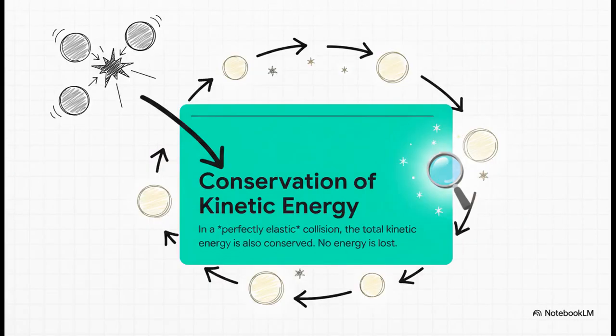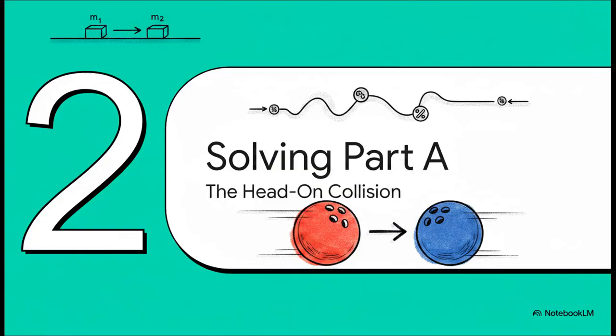And here's our second tool, which comes directly from that special phrase in the problem, perfectly elastic. When you see that, it's like a giant flashing sign. It means the collision is perfect. No energy is wasted as heat or sound. The total kinetic energy you have before the crash is exactly equal to the total kinetic energy you have after. And that gives us a second incredibly powerful equation to work with. All right, toolkit assembled, let's get to work on part A.